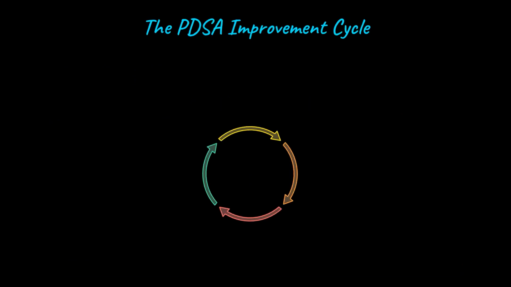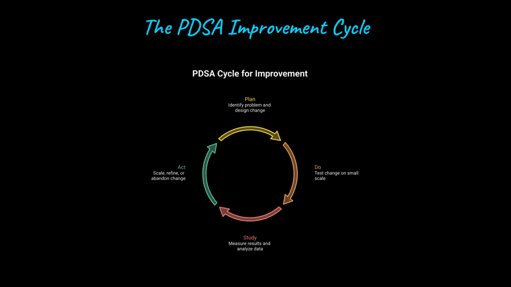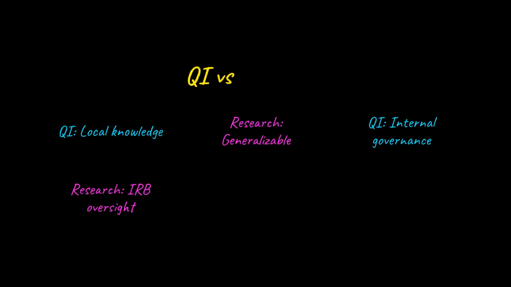The discipline draws on 3 industrial process improvement methods adapted for healthcare: Plan, Do, Study, Act, Lean methodology, and Six Sigma. Modern programs blend these with clinical expertise and patient experience data. The mechanism is iterative. A team plans a change, tests it on a small scale, studies the measured results, and then acts, scaling what works, refining what partially works, or abandoning what doesn't. Multiple cycles often run in parallel, each targeting a specific aspect of the problem.